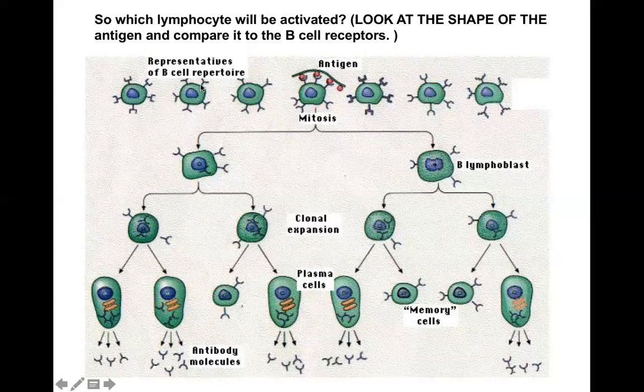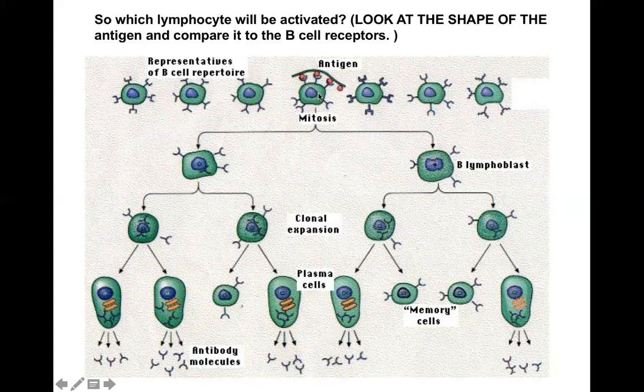This one here is kind of a Y-shaped receptor, and it would fit an antigen that's more of a triangle. This one has a Y, but it's a little bit more narrow. This one has a receptor that's like a cup, and you can see it's being activated. This foreign antigen has a little circular shape to it, and it fits into that cup.